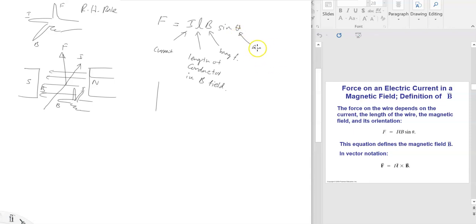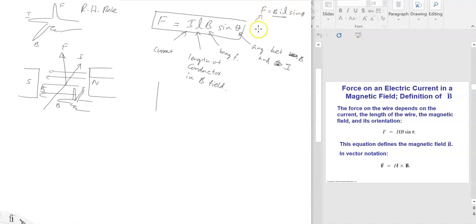So the angle between the magnetic field and current, or the conductor, right? The current goes through the conductor. So current and the conductor means the same thing. F equals ILB sine theta. Sometimes I write it this way: F equals BIL sine theta. Easy to remember. Bil sine theta.